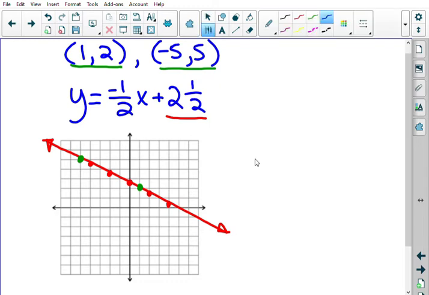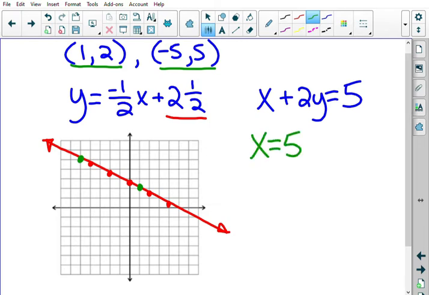We also had this in standard form, didn't we? And we had x plus 2y equals 5. Remember, another way you can graph is to use the intercepts when you're in standard form. Basically it means you can break this into two problems. Ignoring the term with the y in it, x equals 5. Starting with the origin, 1, 2, 3, 4, 5 is right here. There's a point that's right on our line.